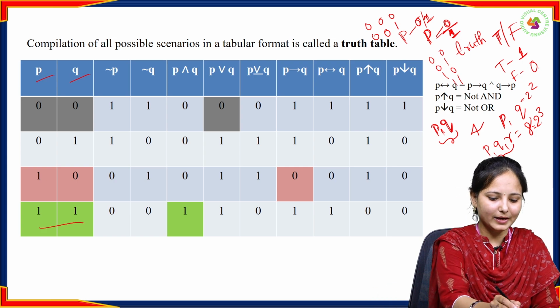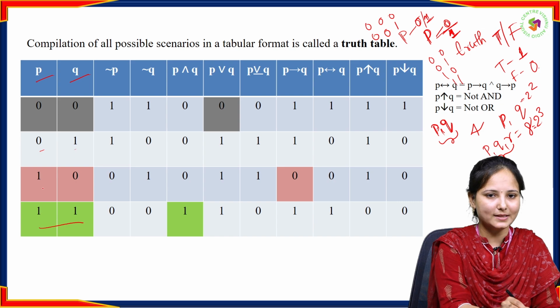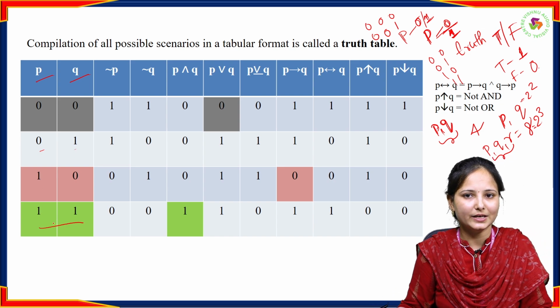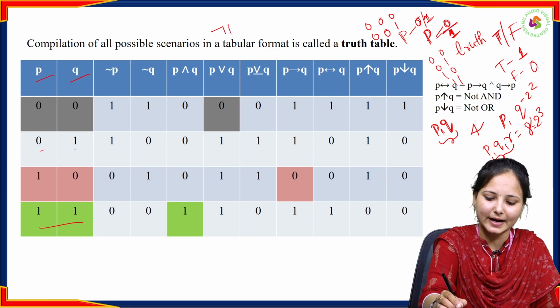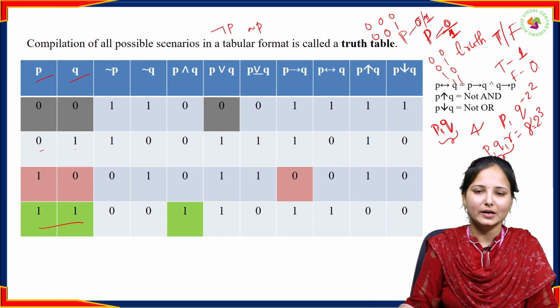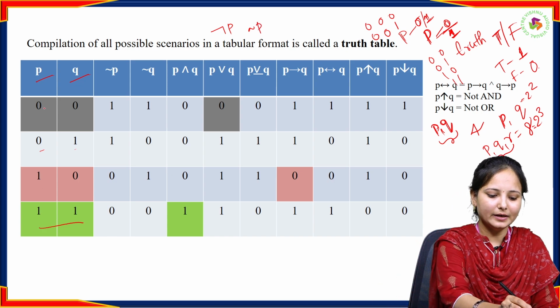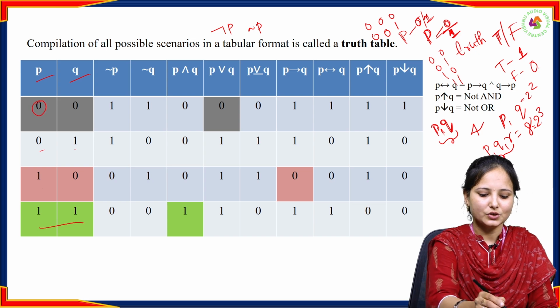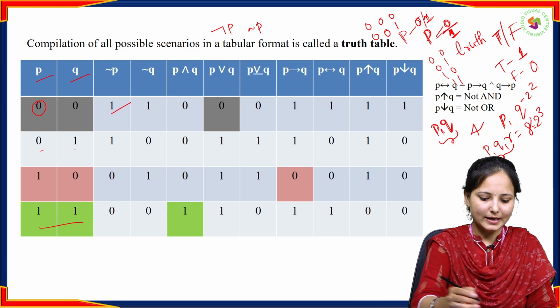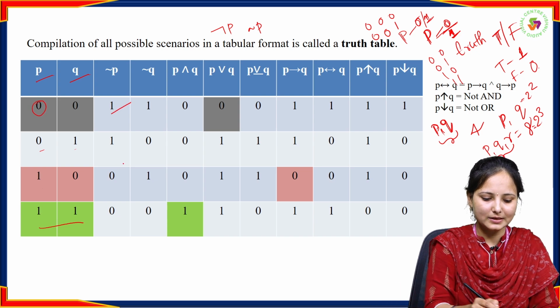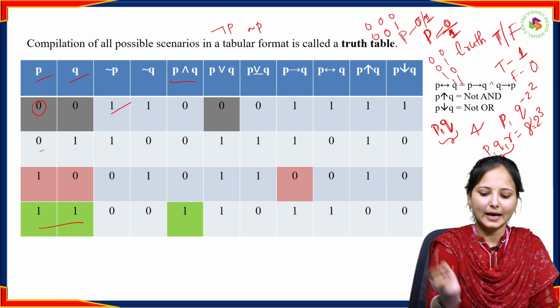Here we have taken p q as 0 0, 0 1, 1 0, 1 1. So what I said, negation is we represent like this, negation of p. Negation is a not condition of a given statement. Here p we have taken false, so negation of p will become true, and similarly we write for all the variables.